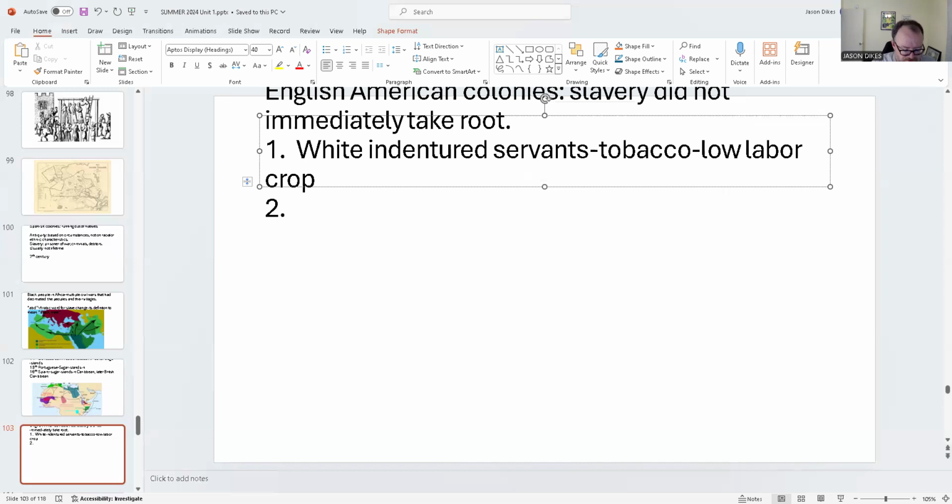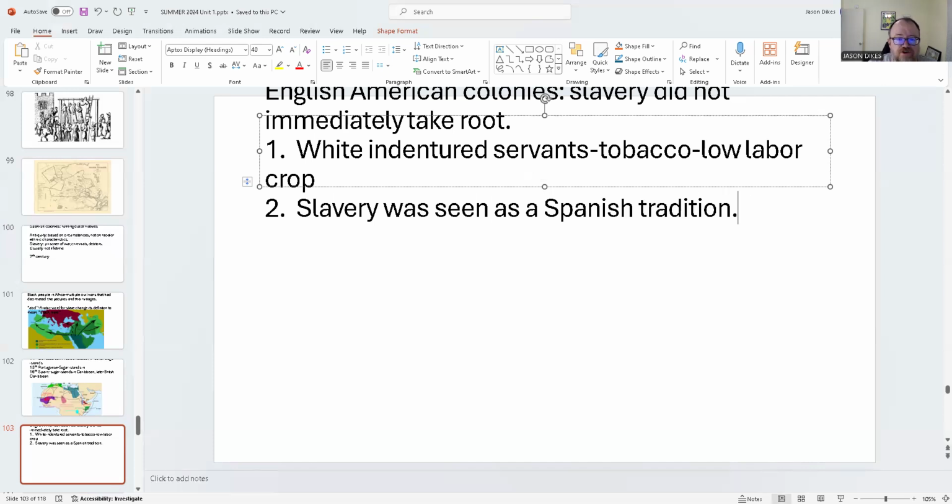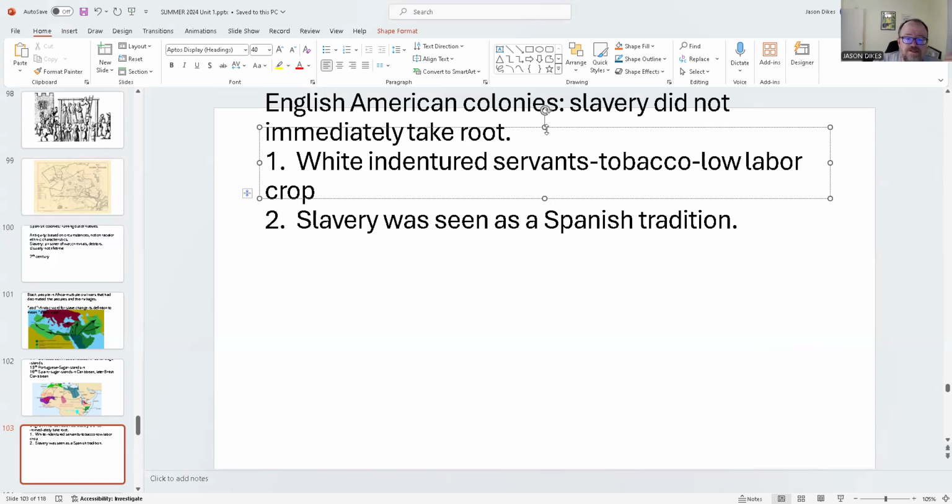And second, slavery was seen as a Spanish tradition. And of course, the English hated the Spanish. So an Englishman was not going to dress like a Spaniard or eat like a Spaniard or embrace slavery like a Spaniard. So for these early English American colonies, slavery really doesn't immediately take hold.